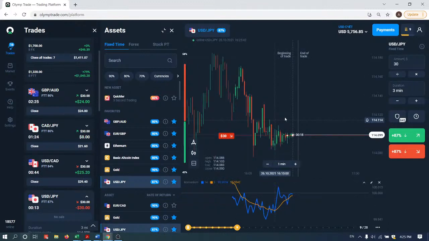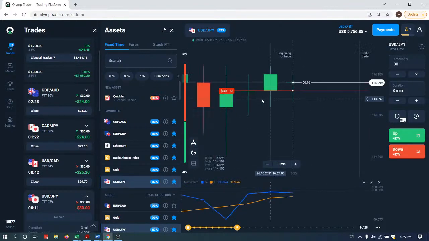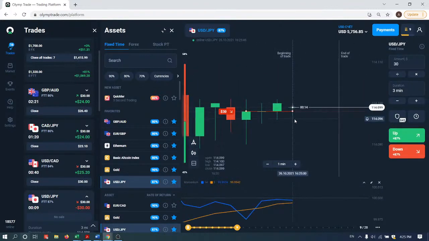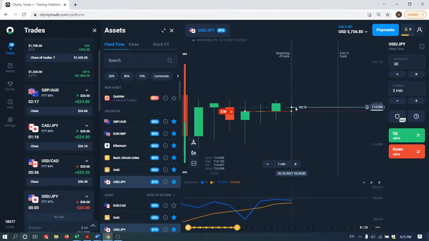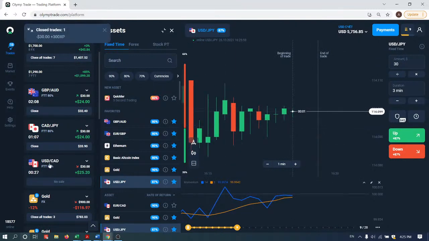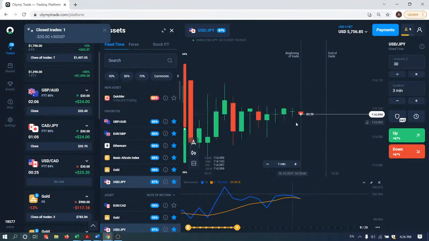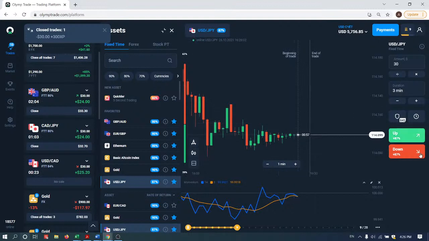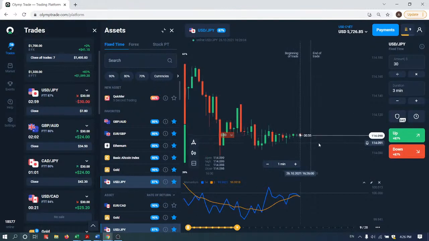USD JPY. Oh wow, so in 3 minutes the price didn't really go anywhere, so it's kind of stuck here, 1 pip away from my target. Okay, it's always a pity when this happens. All right, one more trade. I'll open one more trade.